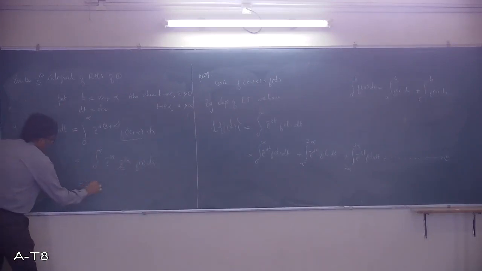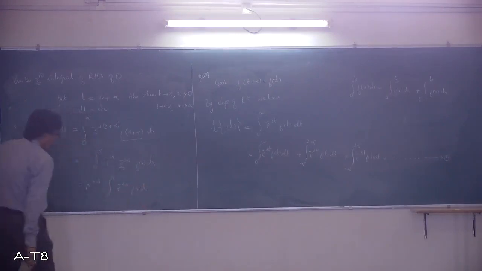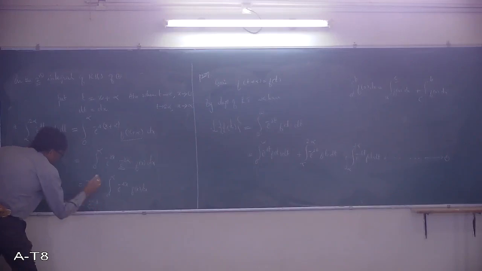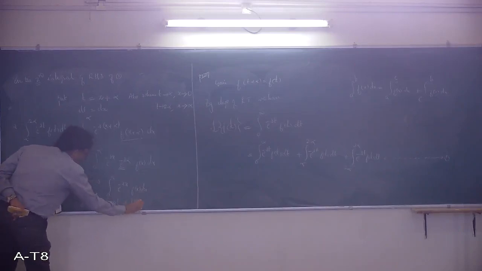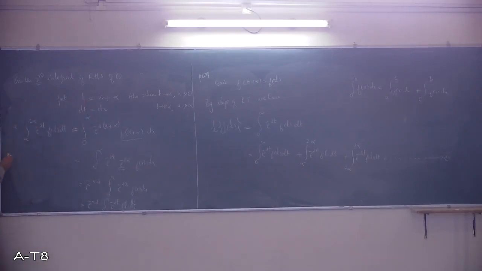This is e raised to, either you write it alpha s or s alpha, and this term 0 to alpha e raised to minus sx f of x into dx, or in the last step e raised to minus alpha s, this is 0 to alpha e raised to minus st f of t into dt. Maybe you are thinking that it goes to x directly, so why is it written as t? Here we are not resubstituting, because of one property of definite integration which you studied as the first property in PUC second year: integral a to b f of x dx is equal to integral a to b f of t dt.